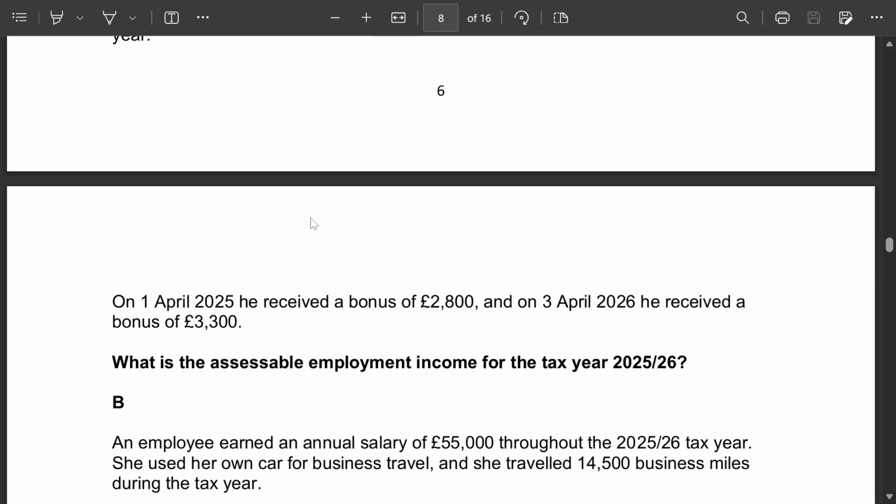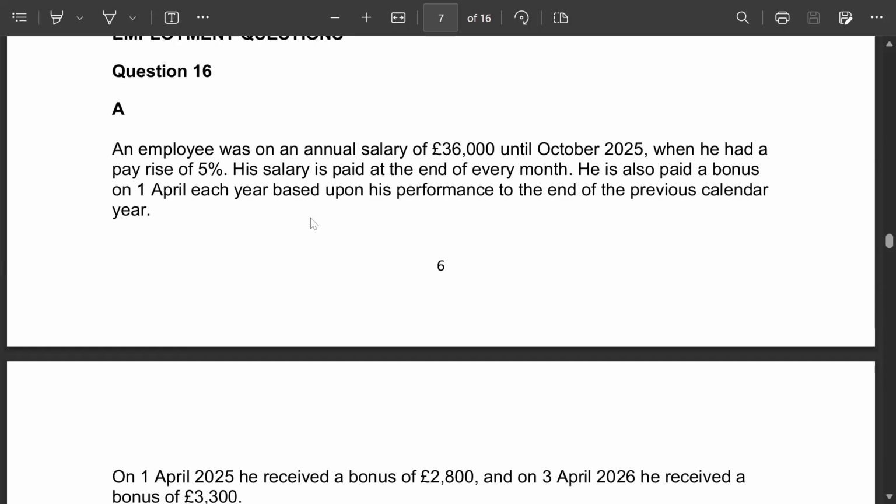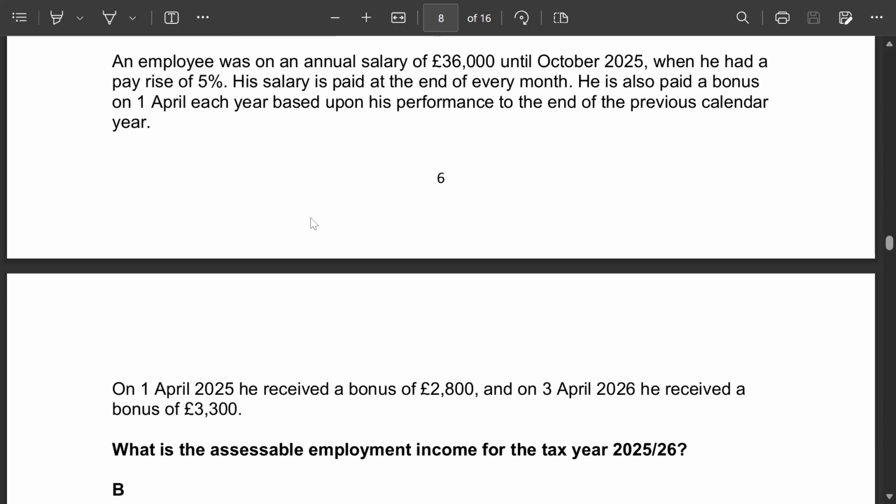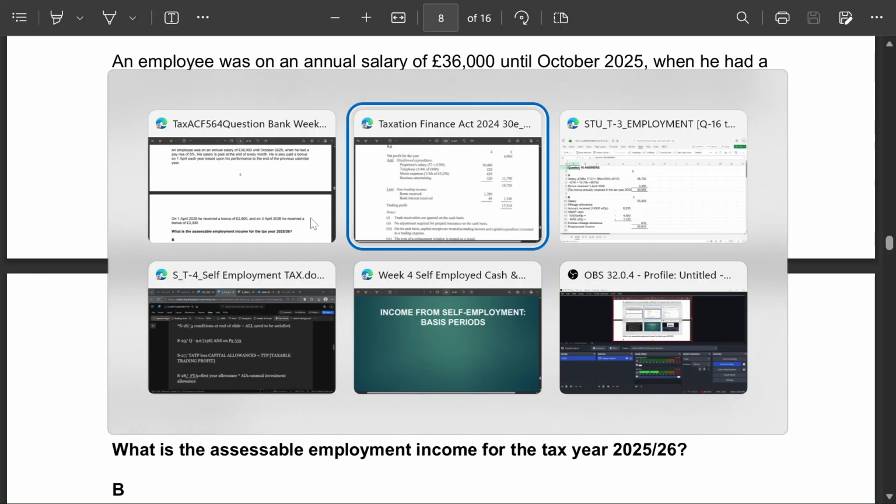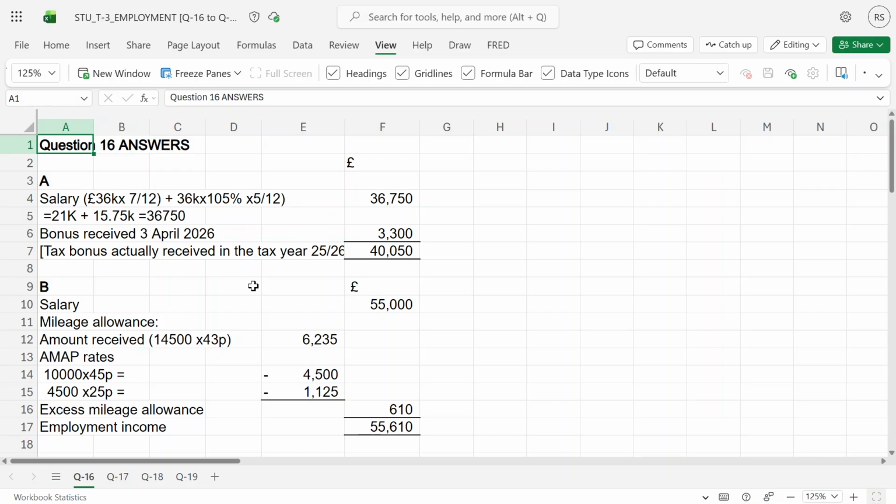My question is only about the salary part, because it says his salary is paid at the end of every month. The answer divided the whole year into 7 to 5, but I think it should be 6 to 6.